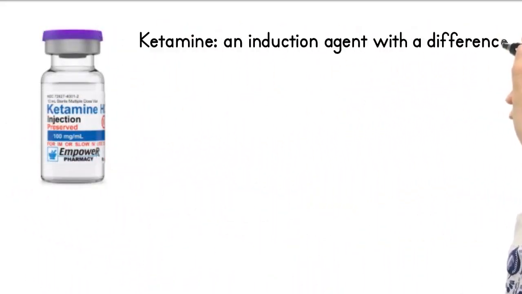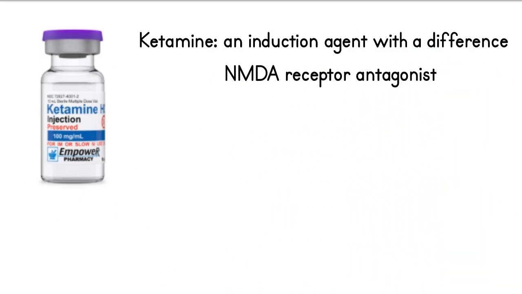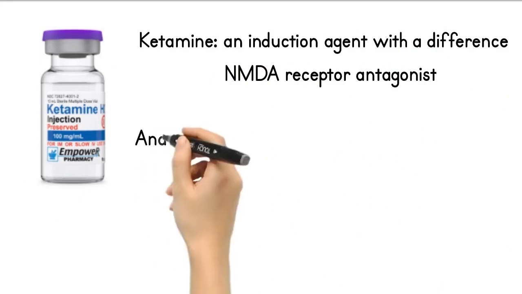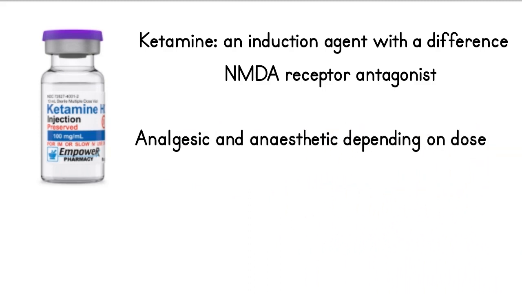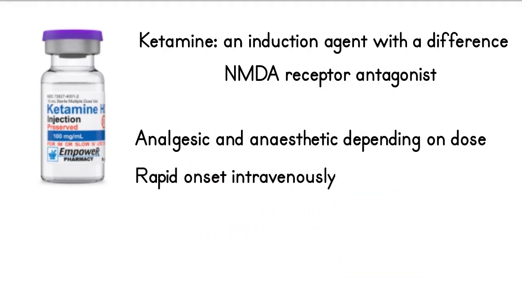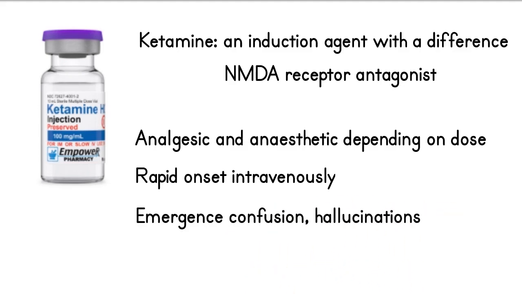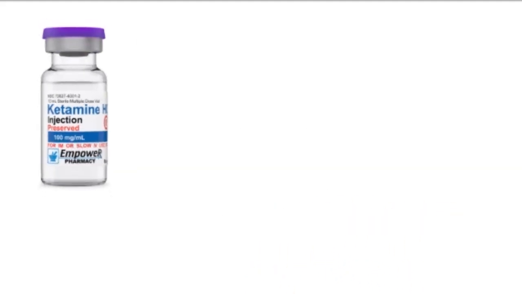Ketamine is quite different from thiopentone and propofol. It's an NMDA receptor antagonist. The other two agents interfere with the function of GABA, gamma-aminobutyric acid. It can be used as an analgesic in small doses, but is an anaesthetic in bigger doses. It has a rapid onset intravenously, and after a single dose, the patient will emerge after 10 or 15 minutes. And emergence is not clear-headed, and can be associated with confusion and hallucinations.